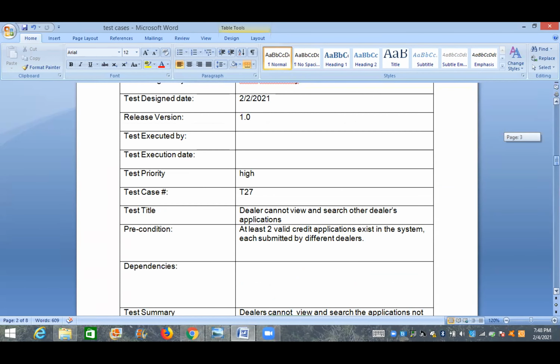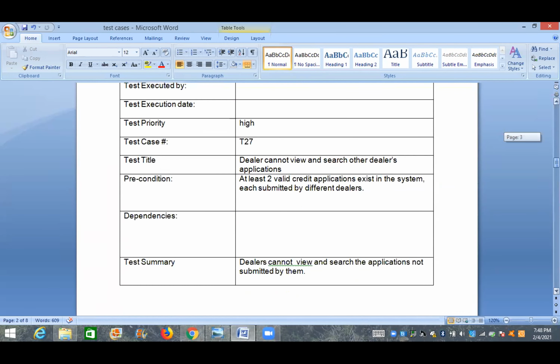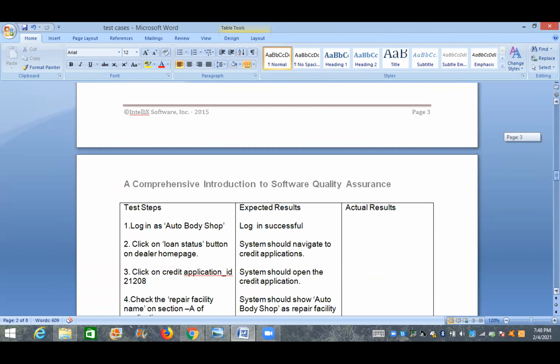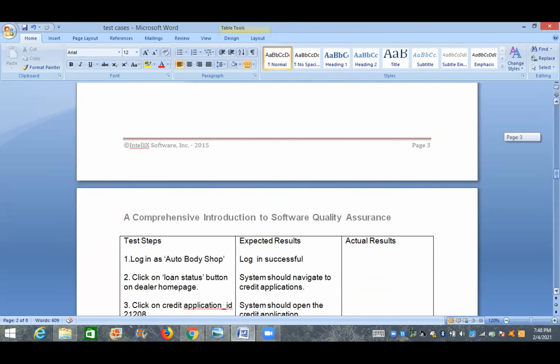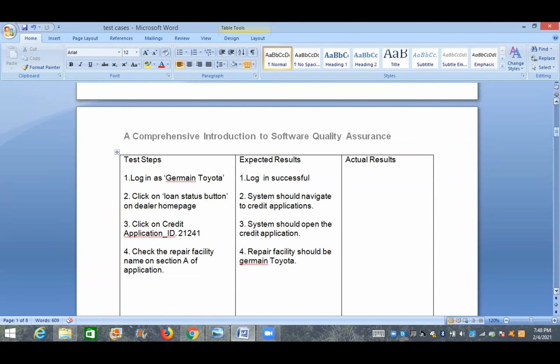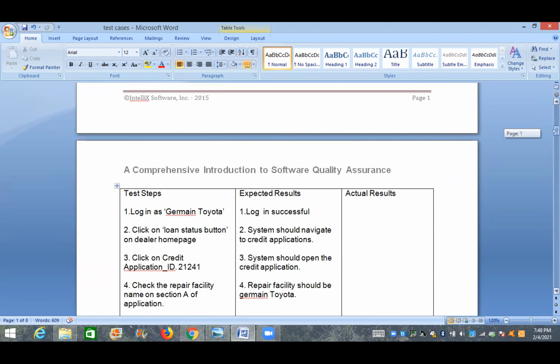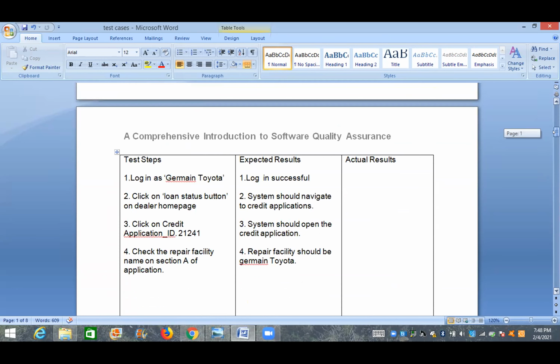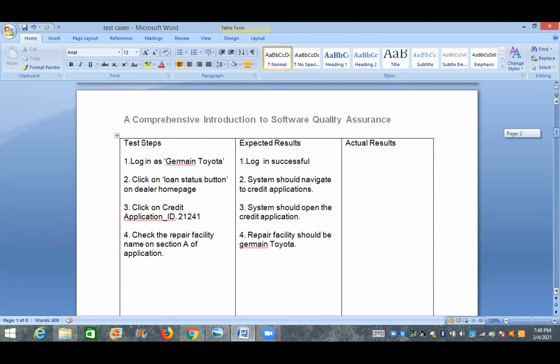So I've created another test case for this to validate. I've logged in as auto body shop, and then actually they both need to be in the same test case, otherwise I'm confused. What you have done is you split up the steps, and that's not going to work for this scenario here. So you need to have all the steps in a single test case here.